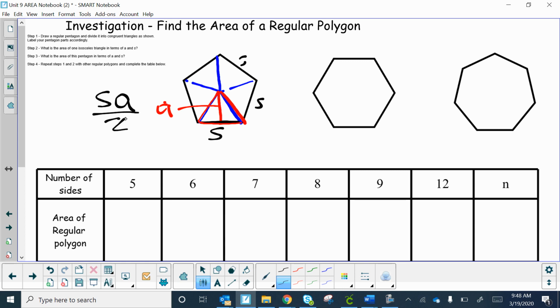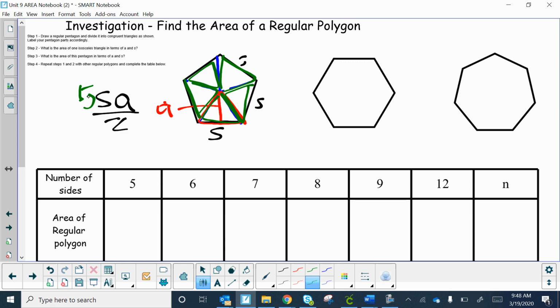Now, what do you know about all 5 of these isosceles triangles? All 5 of these are the same. So we have 1, 2, 3, 4, 5 isosceles triangles. If I want to know the area of all of those triangles, that's going to represent the area of that whole entire pentagon. Since there are 5 isosceles triangles, all I have to do is multiply this times 5.